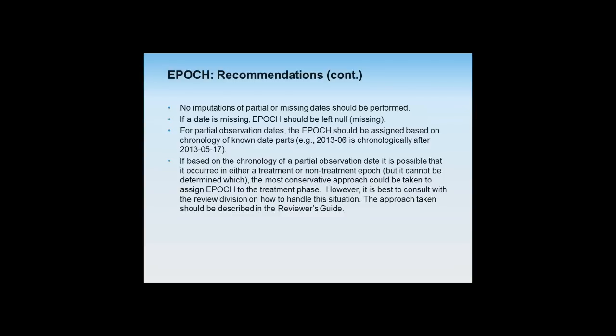We don't want to just assign it a value if we don't know what it is. That's misrepresenting our data. When we have partial dates, we can try to assign Epic based off of the chronology of what we do know, and I'll show you that on the next slide.